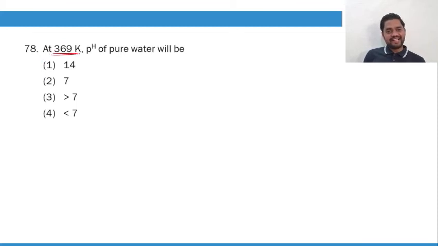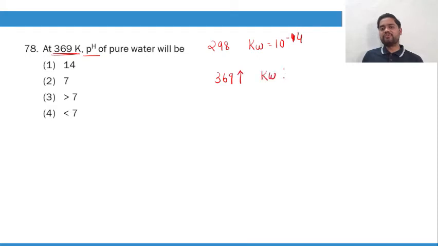78. At 369 Kelvin, the pH of pure water will be? What we know is at 298 Kelvin, Kw is 10 raised to minus 14. At 369 Kelvin, that means the temperature has increased, and that's why the Kw value will increase, and hence Kw can be between 10 raised to minus 13, 10 raised to minus 12, 10 raised to minus 11, and so on, because the value has increased.